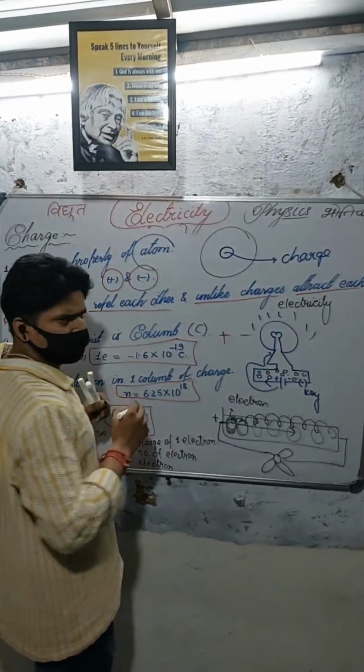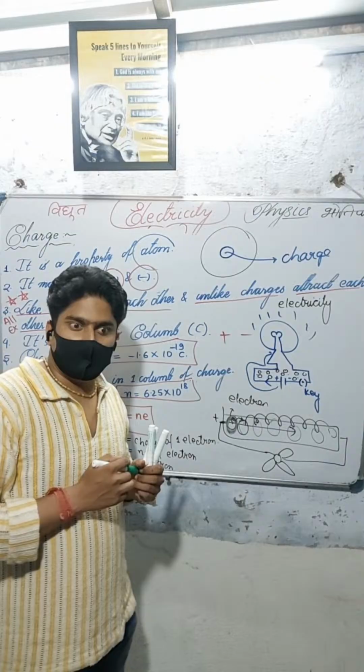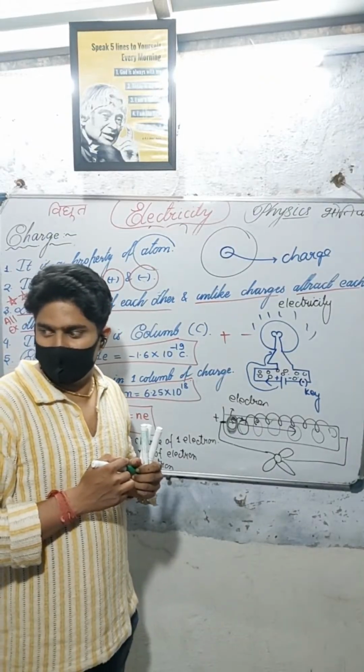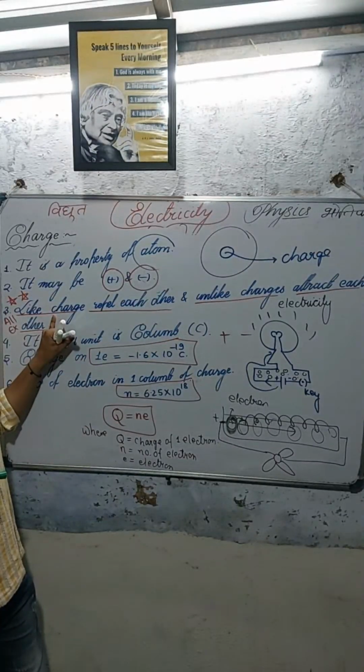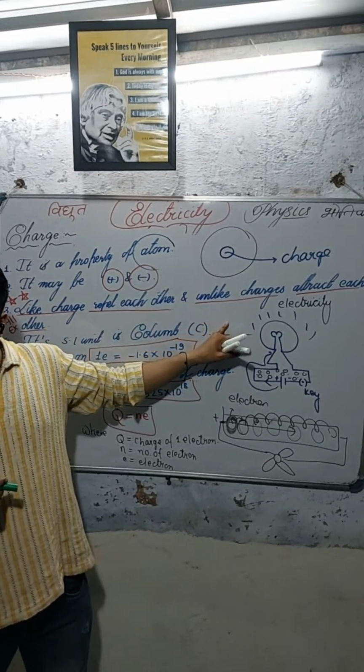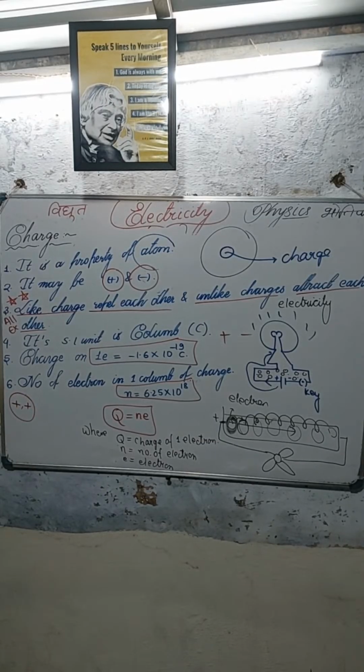What is the meaning of it? Somebody know the meaning of like and unlike charge? What is like charge? Positive charge. What is unlike charge? Negative charge. Like charge means positive, positive. This is like charge. Like means same charge. Unlike charge means what? Positive and negative. Yes or no?